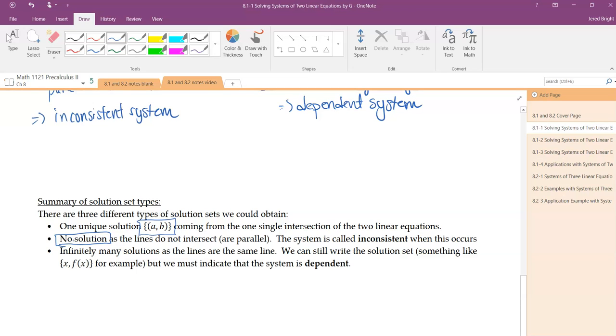And then the last thing, when we have a dependent system, we actually have infinitely many solutions, and we can write that as a solution set. This is just an example. We will see in coming videos how to write that out, but for right now, we just have to identify it as dependent. In later videos, instead of looking at graphical approaches, we're going to look at algebraic approaches, so stay tuned for those.